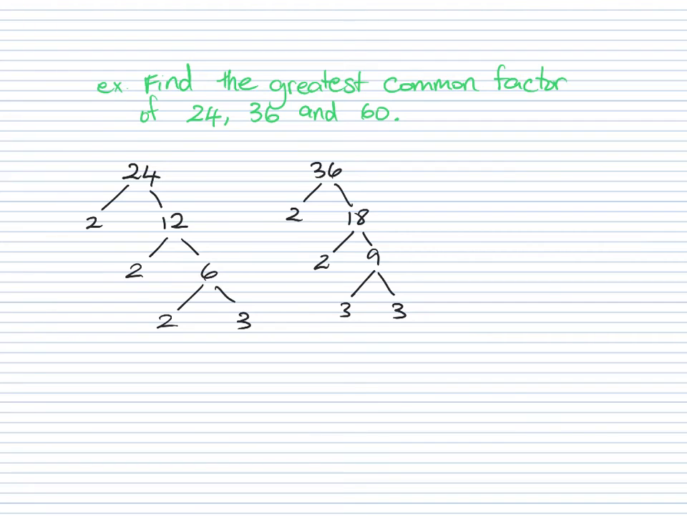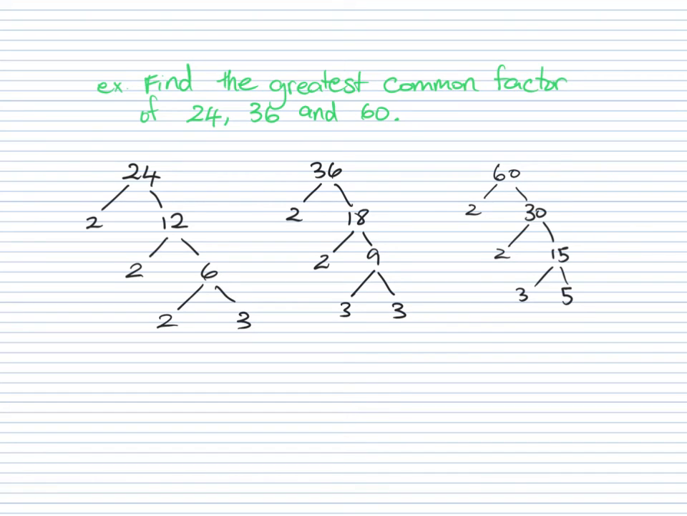And finally, our factor tree for 60, we have 2, and by now you should have the swing of this, so I'll just do it quickly. We have 15 over here, 3 and 5, and they're all prime, and so those are the prime factors of 60. Now we want to see what prime factors are in common for all three trees.